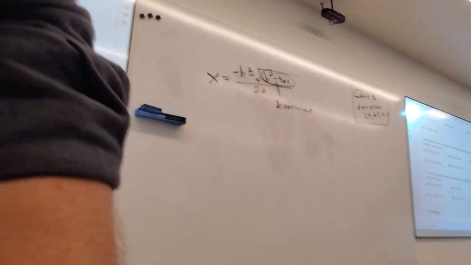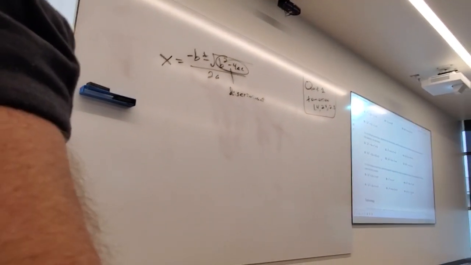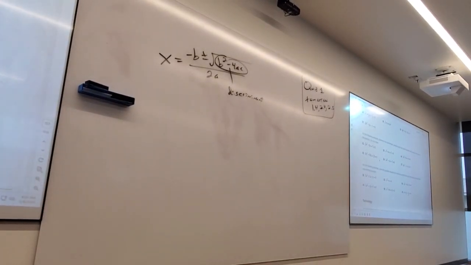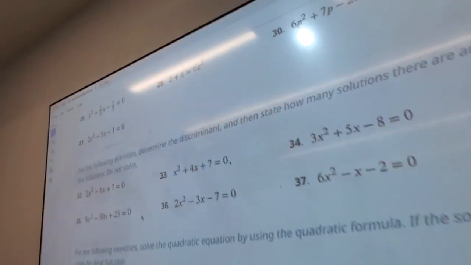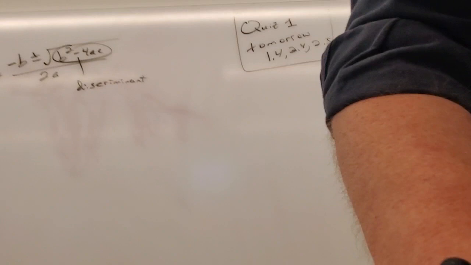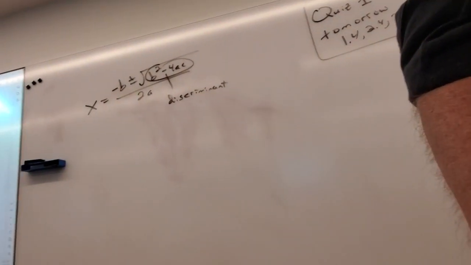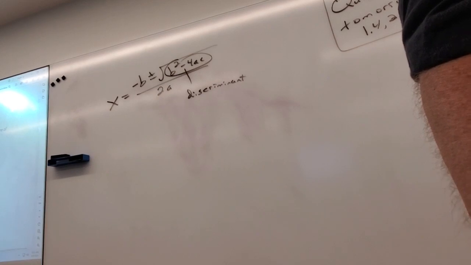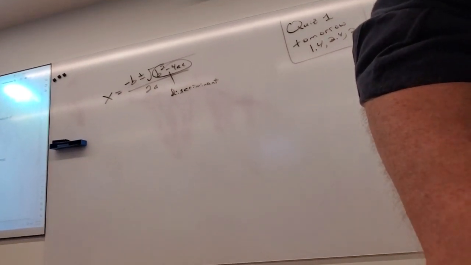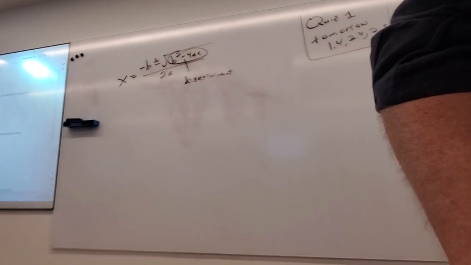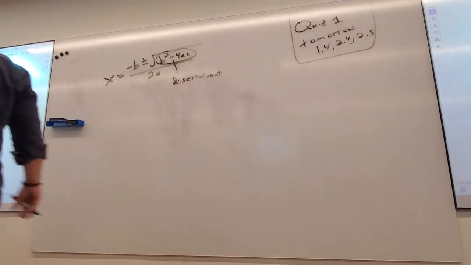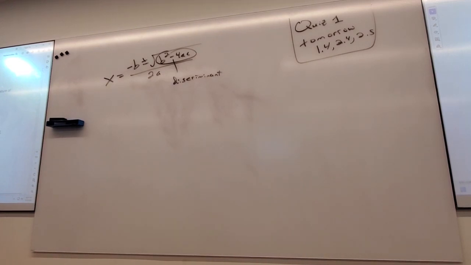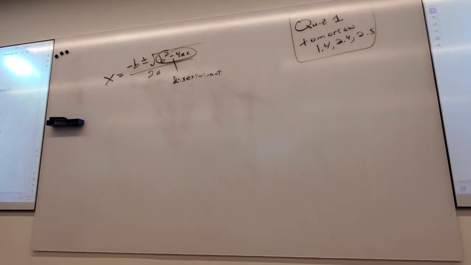So for that problem, it's all about what a, b, and c are, right? Because then you can just throw them in there. In that problem, what's a, b, and c? Number 35. So number 35, what's a, what's b, what's c? It's ax squared plus bx plus c. So a is 9, b is negative 30, c is 25.